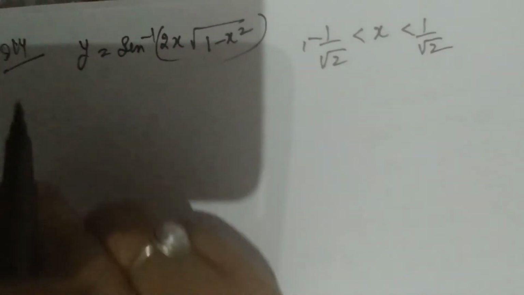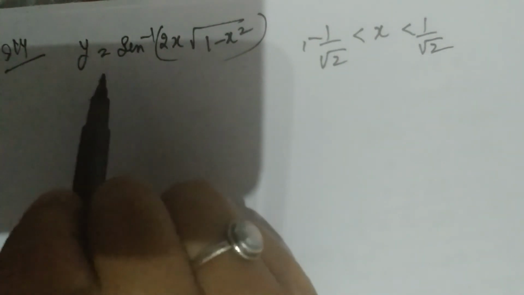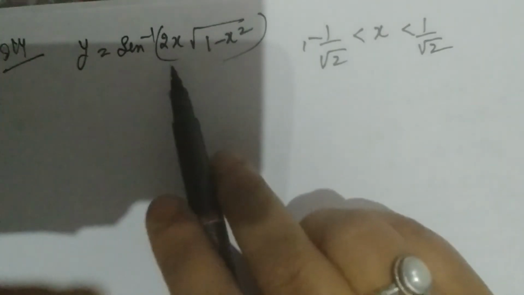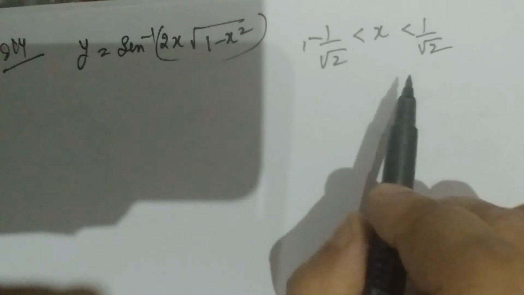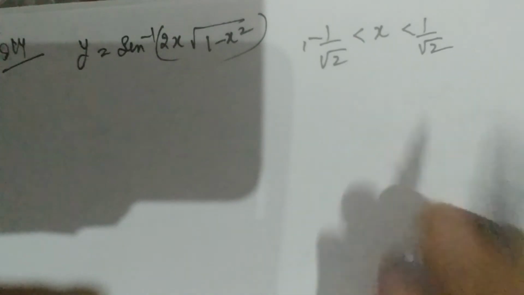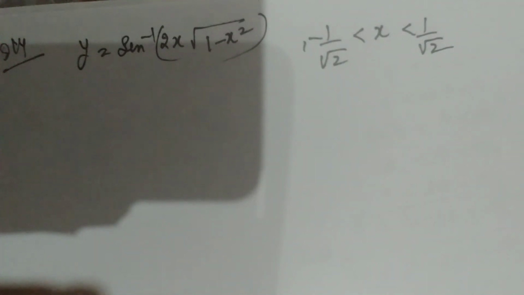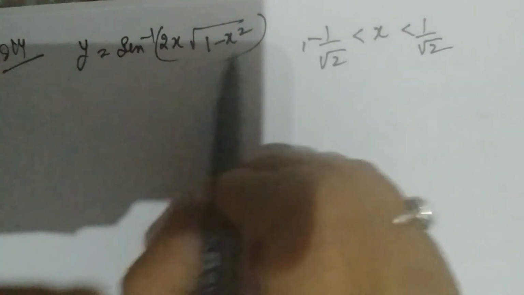Now question number 14. Question number 14 is: differentiate y is equal to sine inverse of 2x root 1 minus x square, where x is lying between minus 1 by root 2 and 1 by root 2. So let us see this question. What should be the substitution? I should get something sine from here.